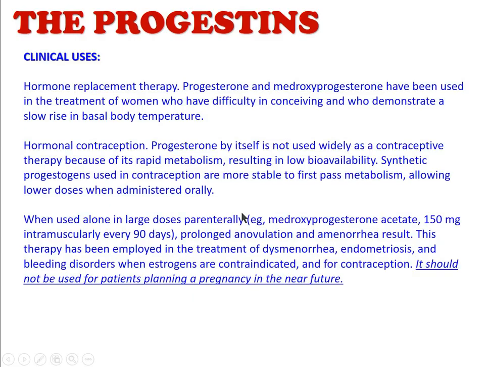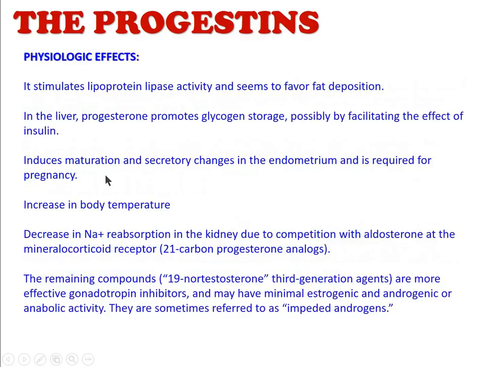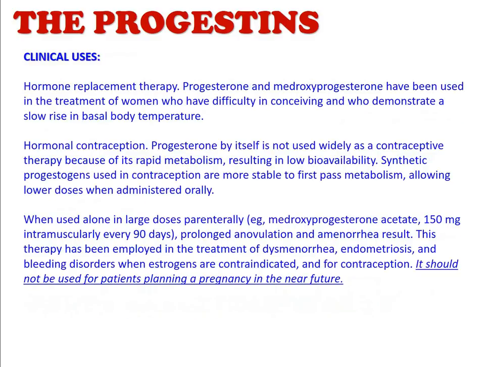Okay, what are the clinical uses? It could be used as hormone replacement therapy. Remember what progesterone was doing? It was inducing the maturation and secretory changes in the endometrium. So it was basically preparing the endometrium for possible pregnancy. So in case a patient has a deficiency, this can be used to facilitate the conceiving process.